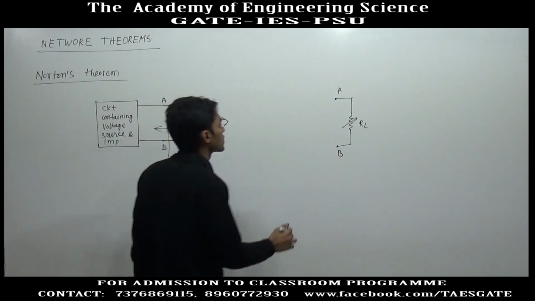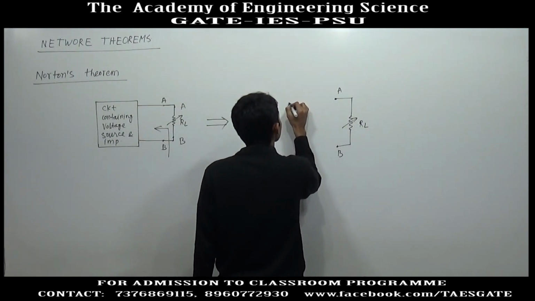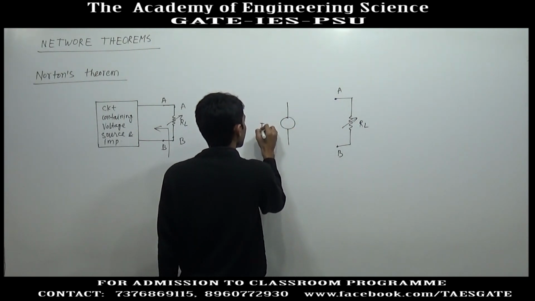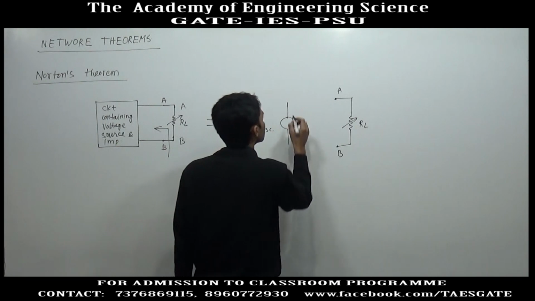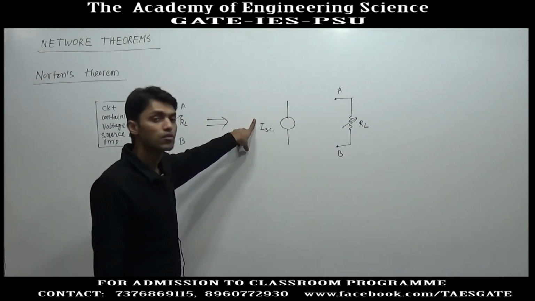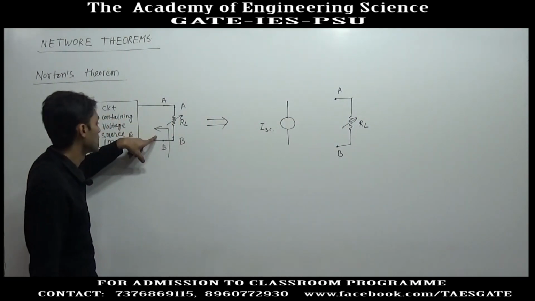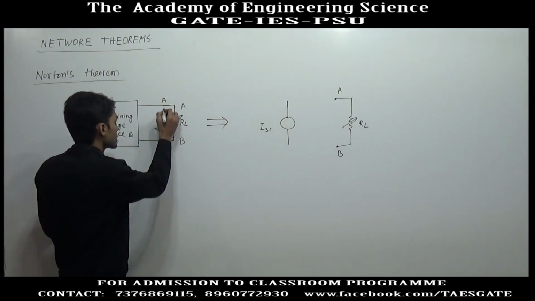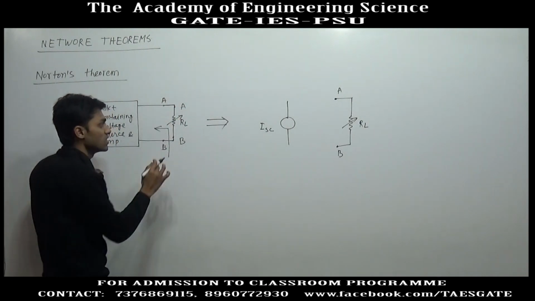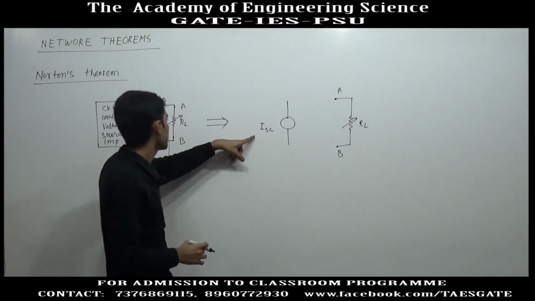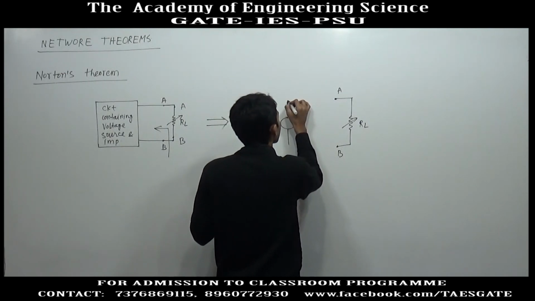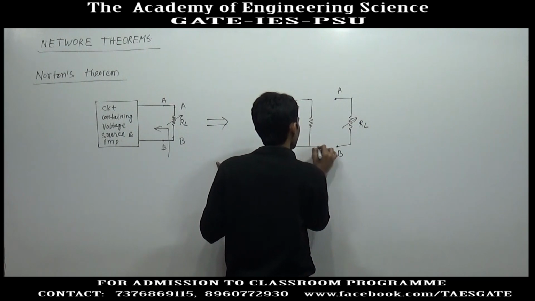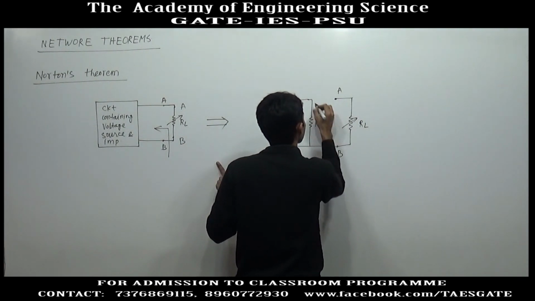In Norton's equivalent circuit we have a current source, this is Norton's current or short circuit current. Just like Thevenin equivalent voltage is the open circuit voltage about terminals A and B, here the Norton's equivalent current is the short circuit current. If we short circuit these two terminals, this is the short circuit current about terminals A and B. RTH is the same as the Thevenin equivalent resistance, but RTH is connected in parallel here.